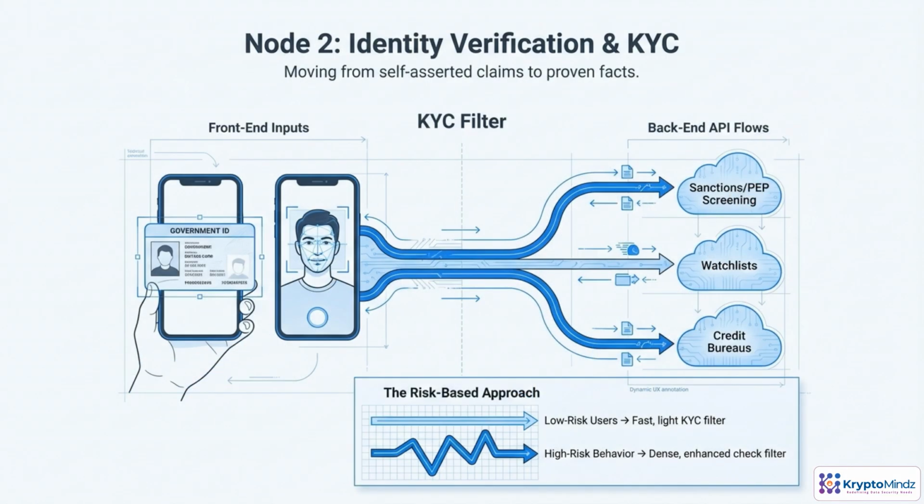Identity verification and KYC are where "I say I am X" becomes "the system has evidence I am X." Front-end signals like ID scans, selfies, and device data flow into a KYC engine, which then calls multiple back-end services. Sanctions and PEP screening, watch lists, and credit bureaus or similar data sources. A risk-based approach means not every user is treated the same. Low-risk patterns get a lighter, faster check, while high-risk behavior triggers deeper, slower, and more expensive verification.